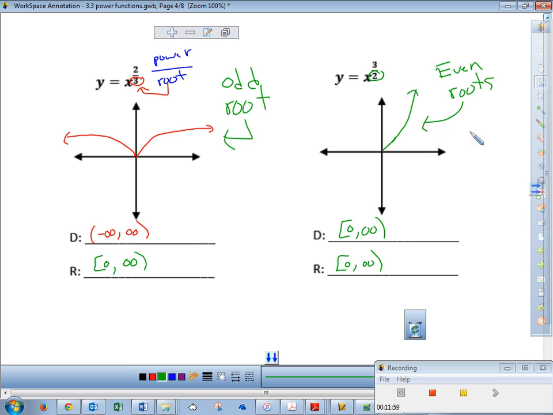One little branch. Odd roots, 2 branches, because you could take the cube root of -8. It's -2.